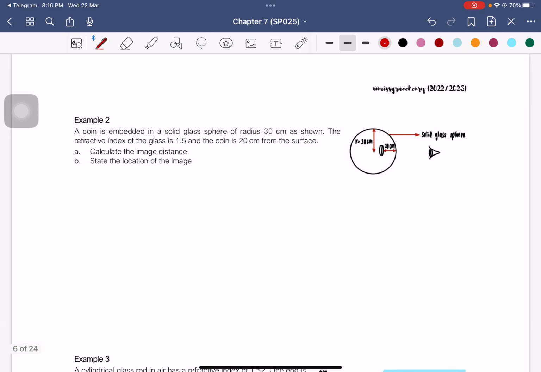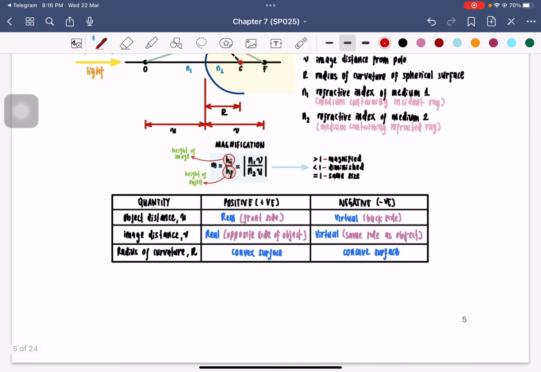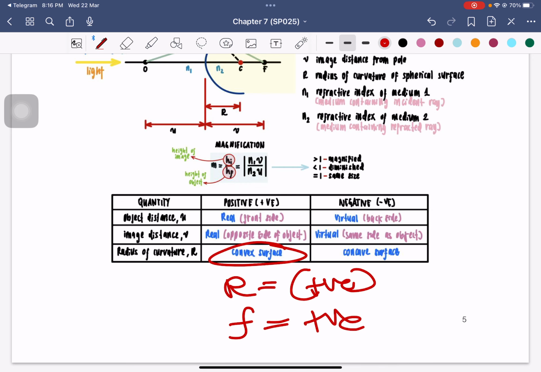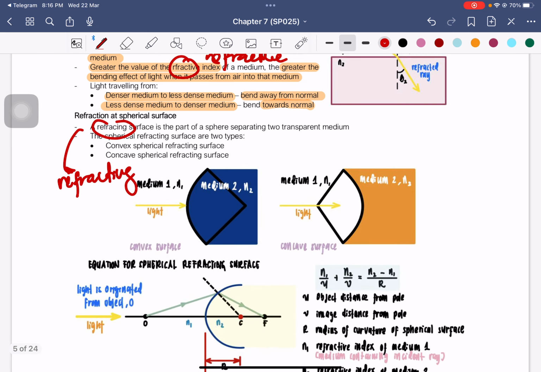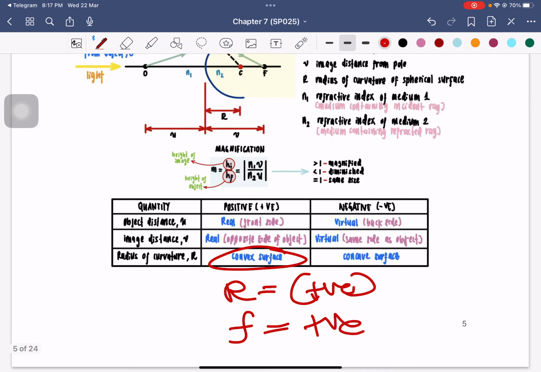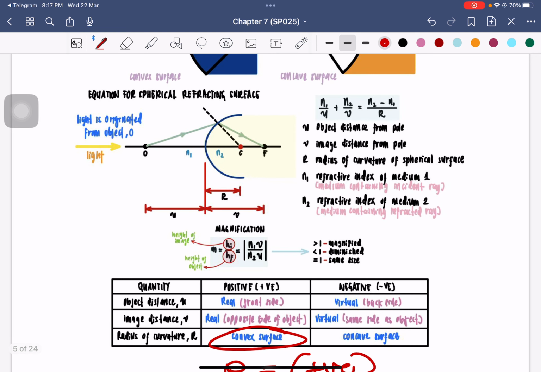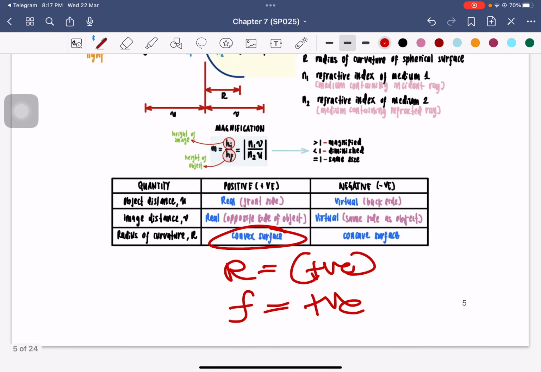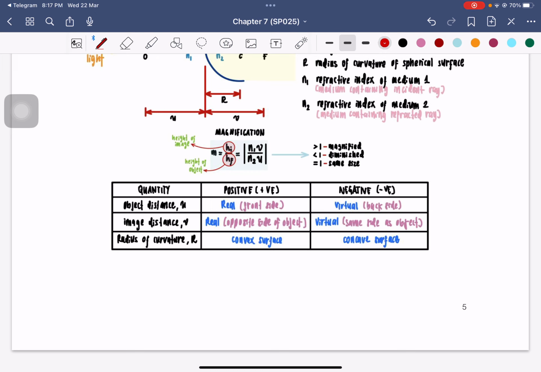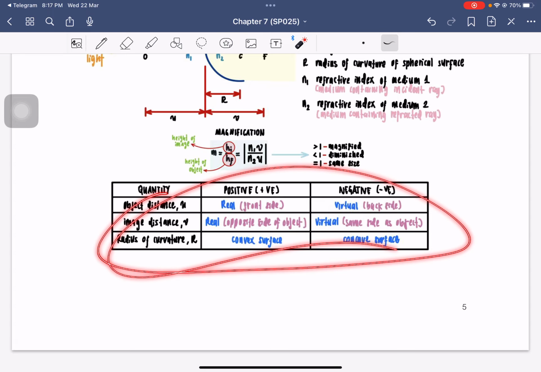So for the spherical surface, it says the convex surface is positive. Does that mean the focal length will also be positive? Oh, actually, we don't have a focal length for a spherical surface, I think, because that equation is just for a real object. Okay, just ignore what I mentioned earlier. But you need to remember the radius of curvature. This table is again very important.